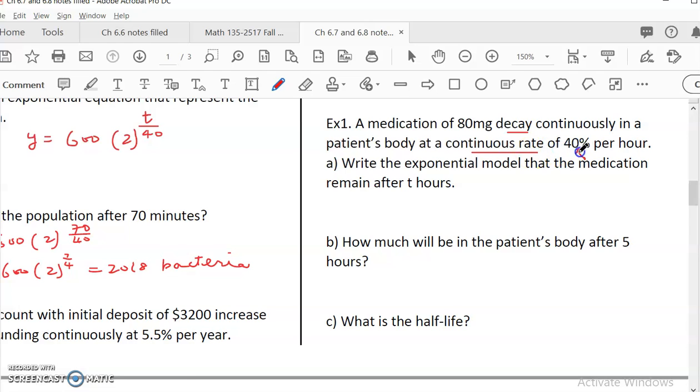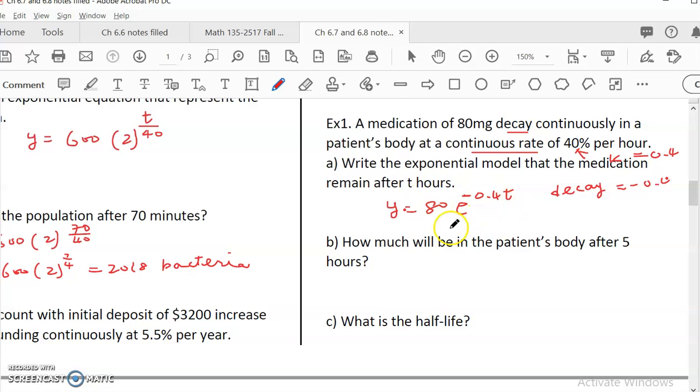So this is k. k is 0.4 if you change it into decimal. So the model would be, the initial is 80, the base e model, e to the 0.4t. Okay. So it's not positive 0.4 because it's decay, so it is subtracting, right? So it's negative 0.4. Don't use 0.4, that will be growing. This is decay.